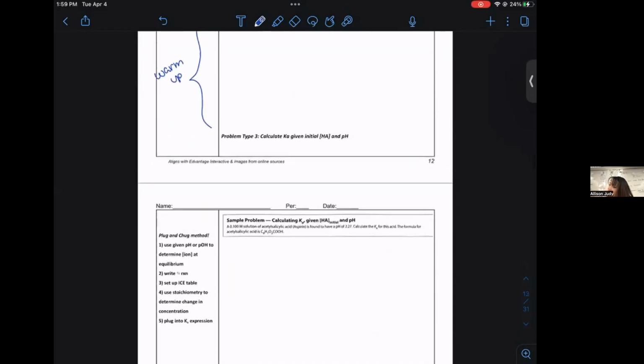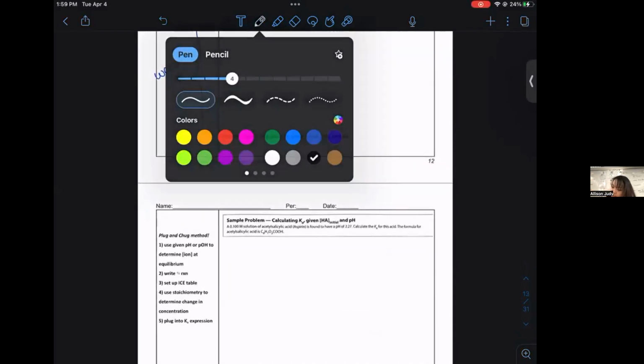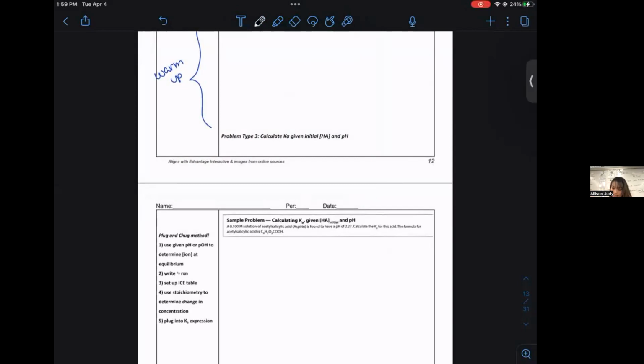So the final problem, this is your favorite one. This is your plug and chug one. This is the one that you want to get, because what you're doing is you're going to calculate Ka given your HA and pH. And your pH, again, is going to reveal the equilibrium concentration of that acid. It's the pH of the solution once mixed.